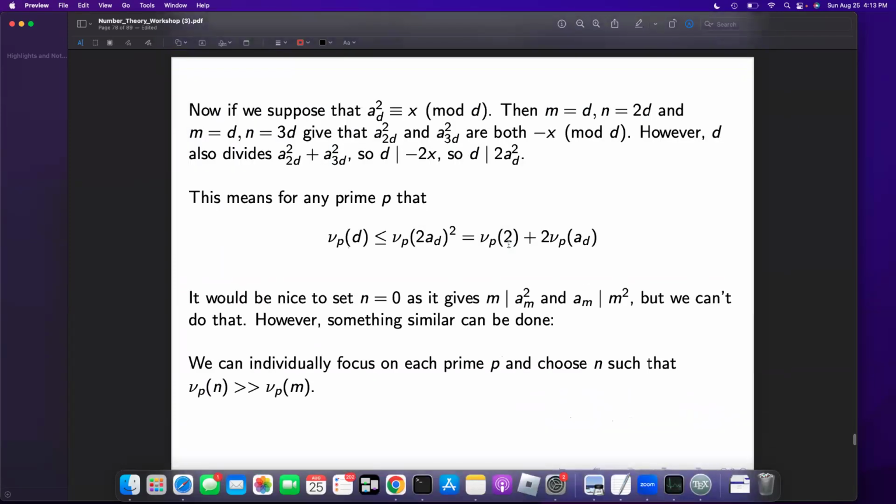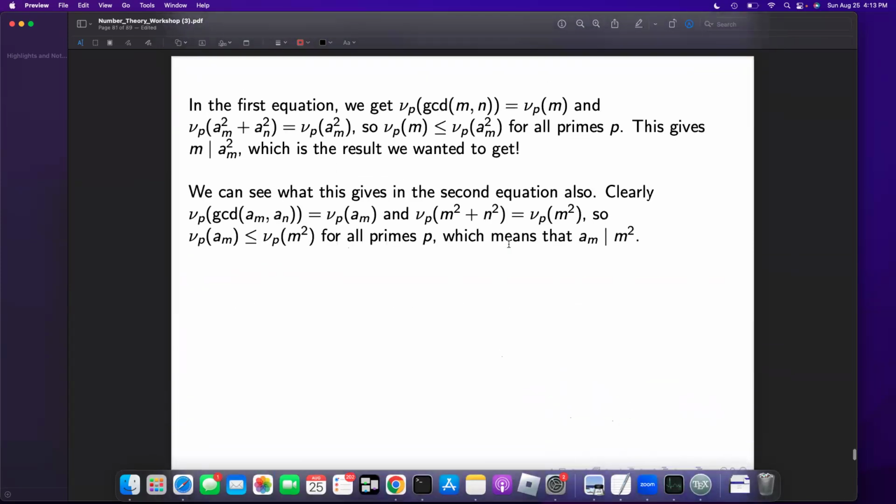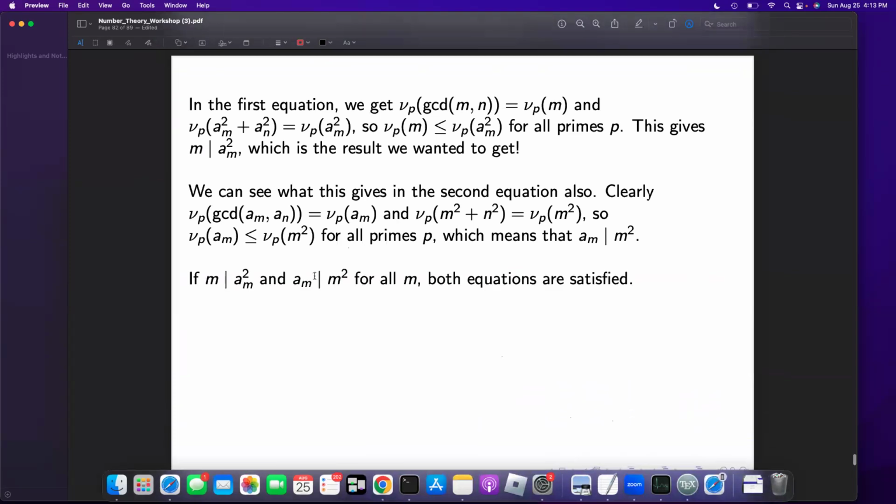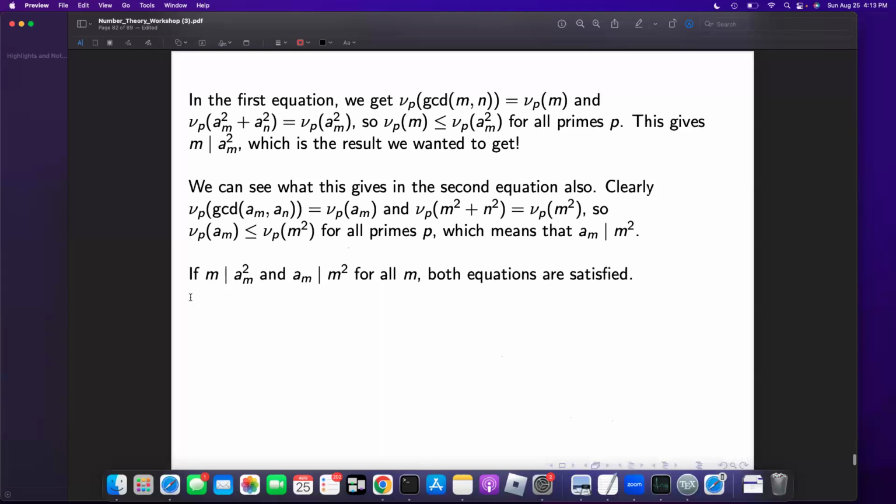So now if you go here, then you have the VP similar to above. The VP of am is less than or equal to VP of m squared. So am has to divide m squared. Now one can check in the equation that if m divides am squared and am divides m squared for all m, both equations are actually going to be satisfied.